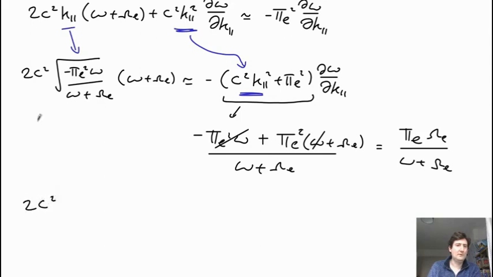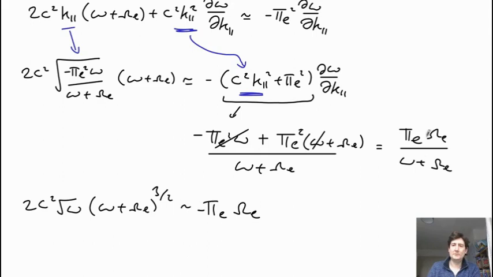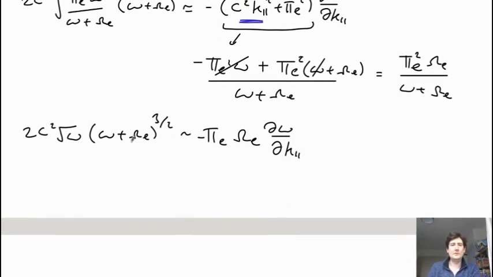So we have a 2c squared from there. We have a square root of ω. We then have ω plus ωe times ω plus ωe divided by the square root. So it ends up being ω plus ωe to the 3/2. And that is approximately equal to, well, here we have a πe squared, here we have a πe squared square rooted, and so here we are just left with one factor of πe. There's a minus sign still here. Does this ωe come from here? Let's put squared here. And we have dω/dk.